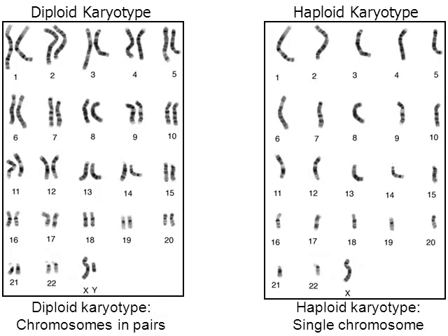So here we have just a nice side-by-side compare and contrast. Pause the video if you want a chance to look at this in more detail. A diploid karyotype on the left, where the chromosomes are in pairs, and a haploid karyotype on the right, where the chromosomes are just singles.